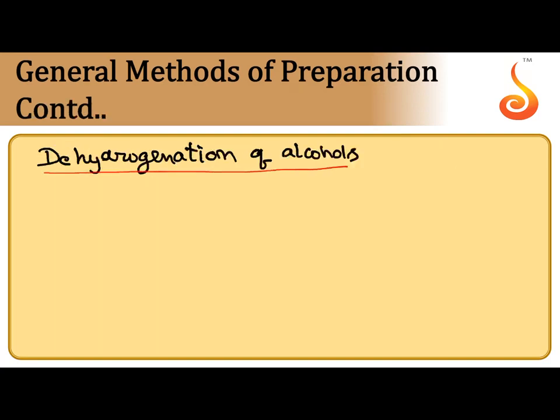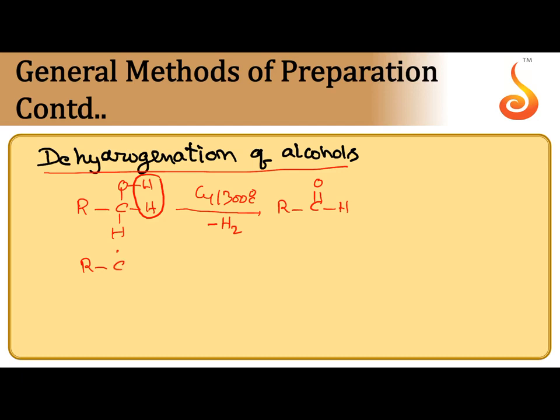Next method, dehydrogenation of alcohols. Just H2 is removed from a primary alcohol when it is heated with copper at 300 degrees centigrade. Two hydrogens, one from oxygen and one from carbon, are both removed in the form of H2 gas. Then aldehyde is obtained, no further oxidation. Now if it is a 2-degree alcohol, by the same process of dehydrogenation we can get ketone.